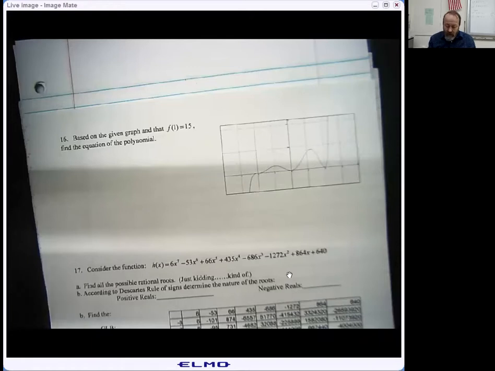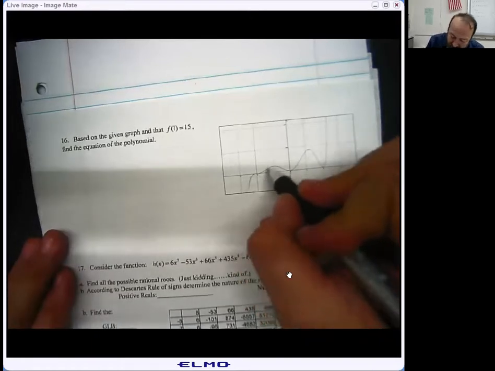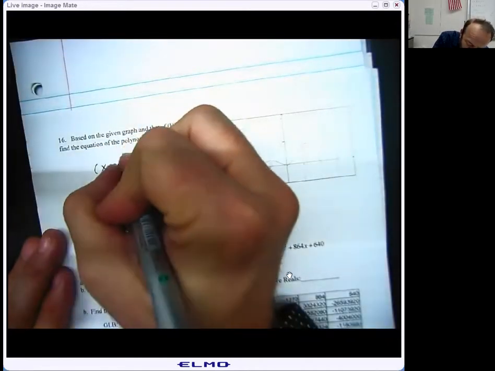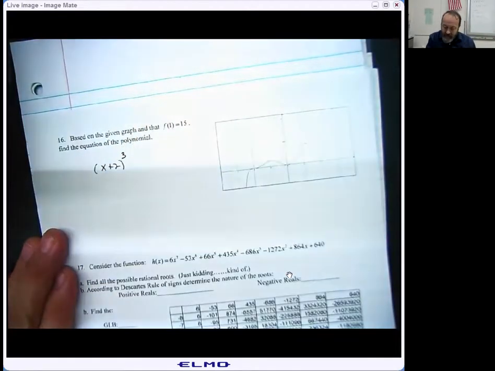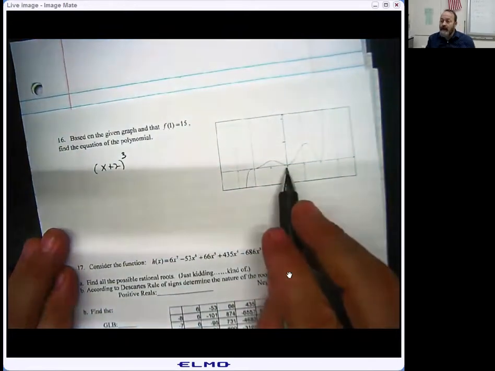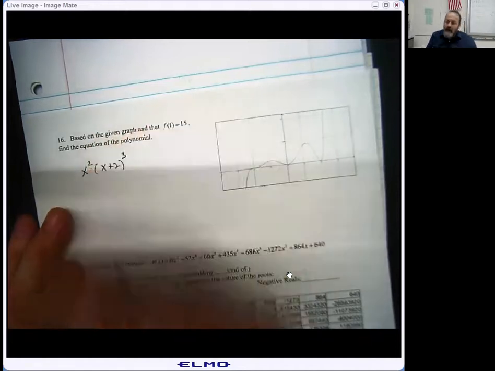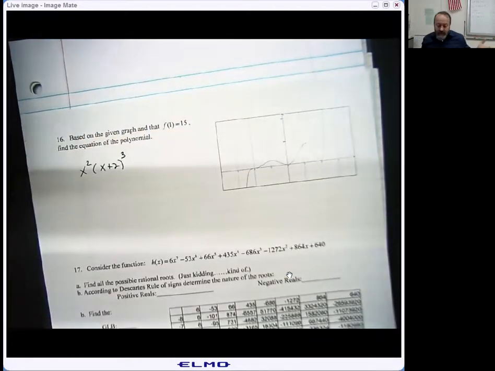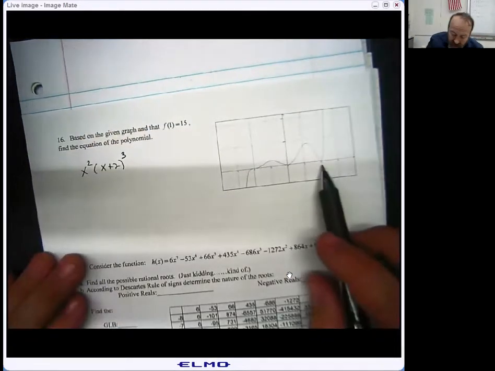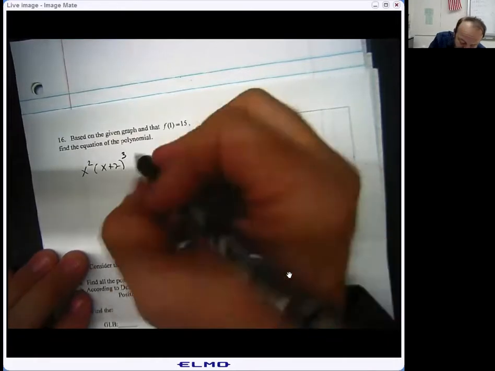And I think we can tell right away that there's a little S-curve happening at -2. So we all know that's going to be an x plus 2 cubed. We also see a little parabola or a little bounce happening at 0, so that's going to be an x squared. You could say x minus 0 squared, but that feels kind of funny. And then, of course, over here at the end, there is an x minus 2 squared.